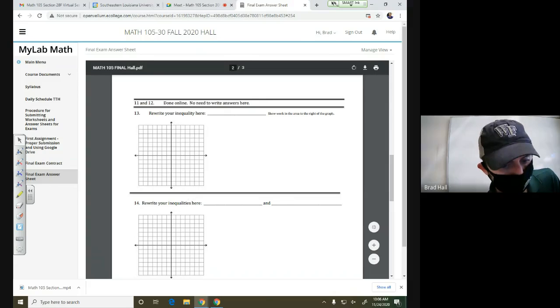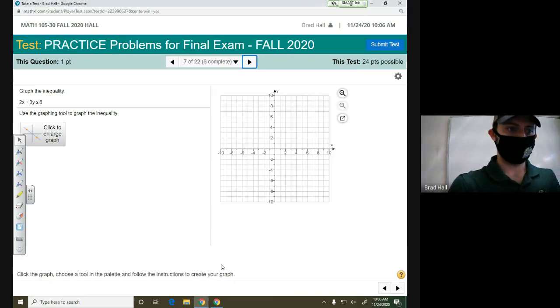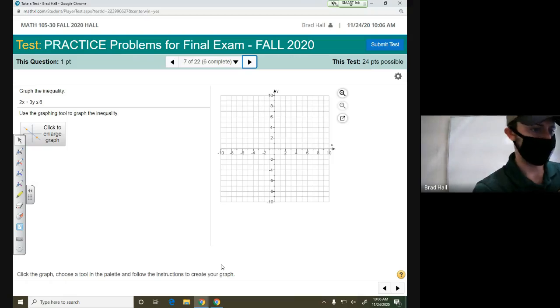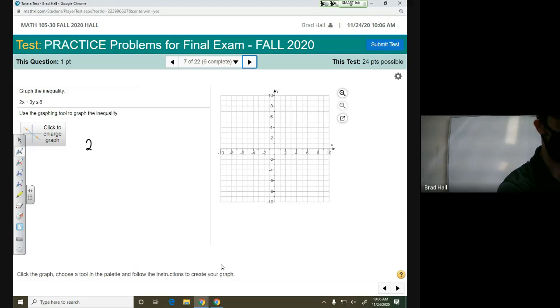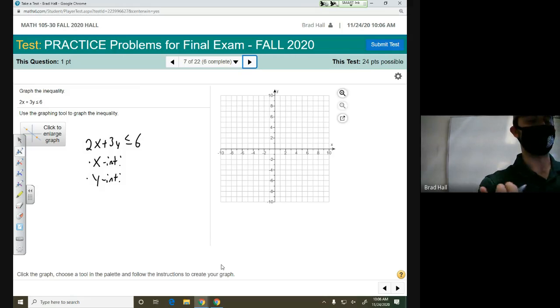So let's go ahead and go back to the problem. So the way we normally graph these, generally we find the x and the y intercepts. And it seems to be that the x-intercept here, you set y equal to 0 and you solve for x, you get that x is 3. And you get that y is 2.